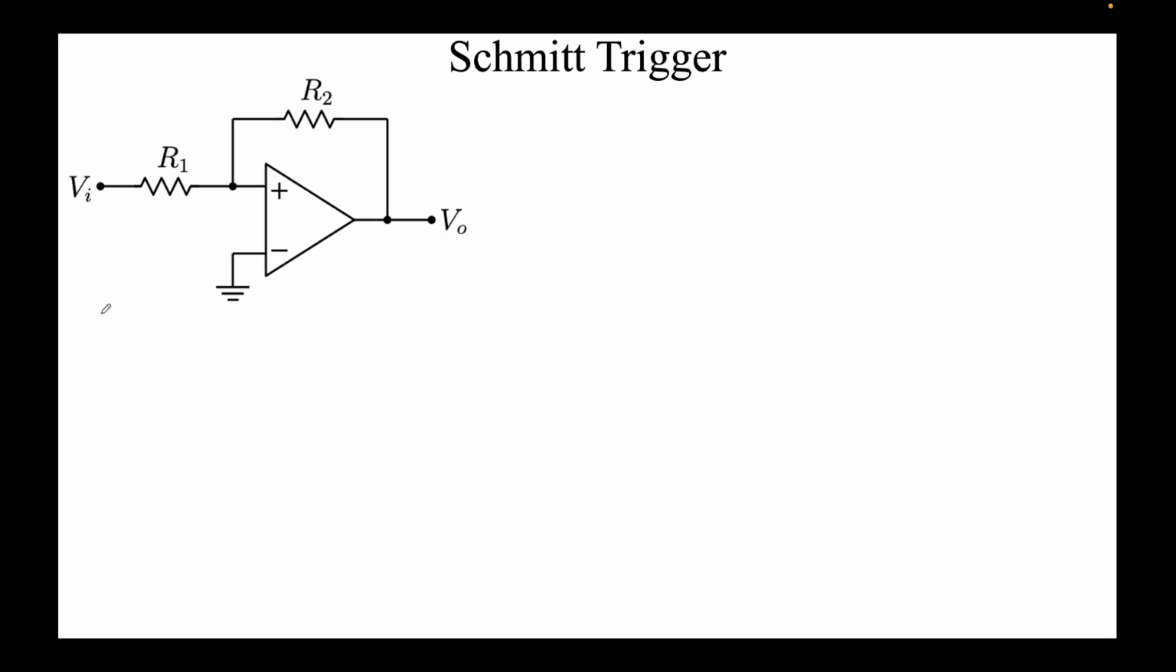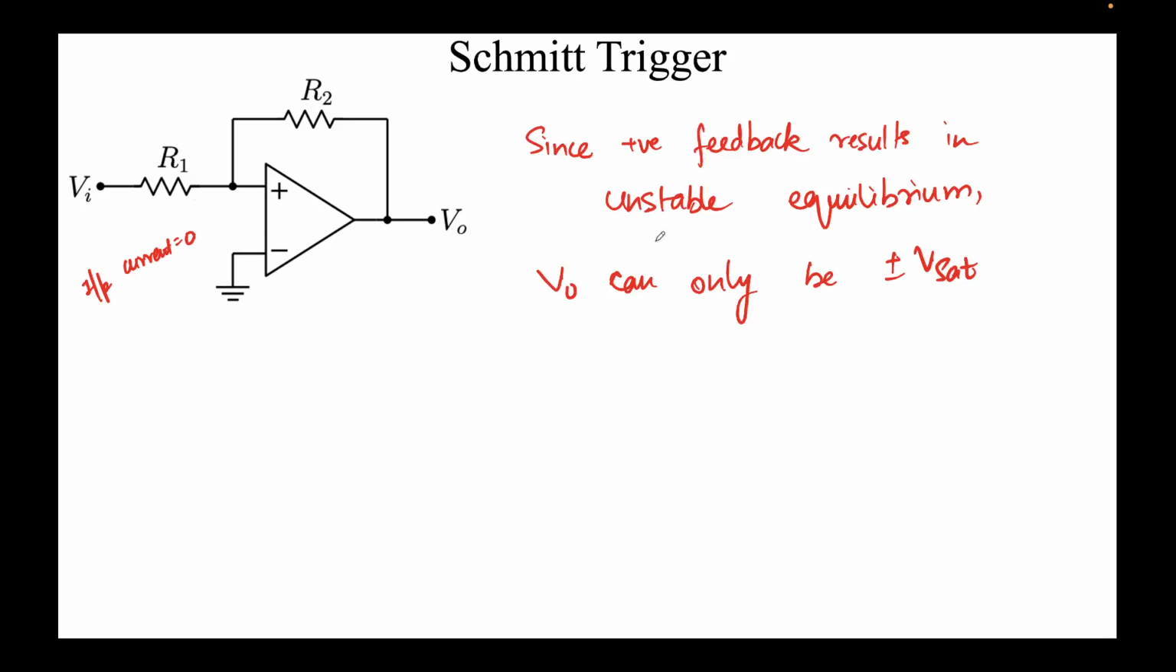What this means is that input currents are zero. Okay, I'll explain what I mean exactly by it. Since positive feedback results in unstable equilibrium, Vout can only be plus Vsat or minus Vsat. Now note there is plus Vsat and minus Vsat. Positive feedback is an unstable equilibrium, right? So let's take the first case in which we assume that V0 is sitting at plus Vsat. When will that happen? That will happen when this voltage V plus is greater than V minus.